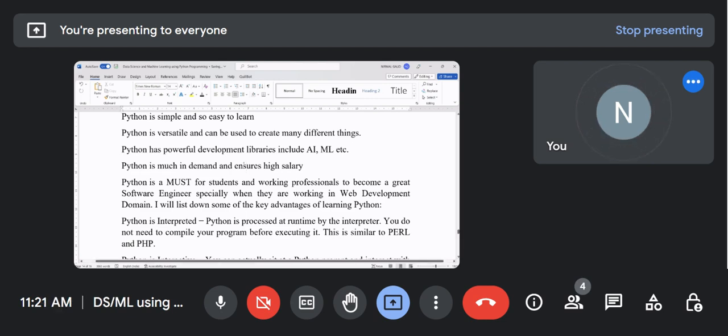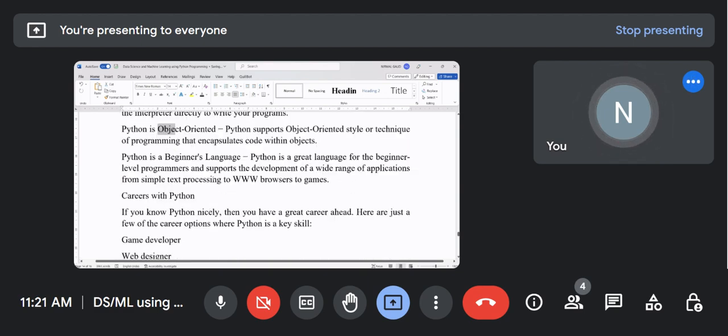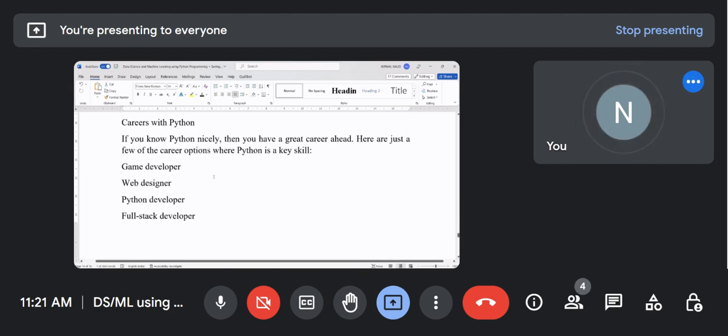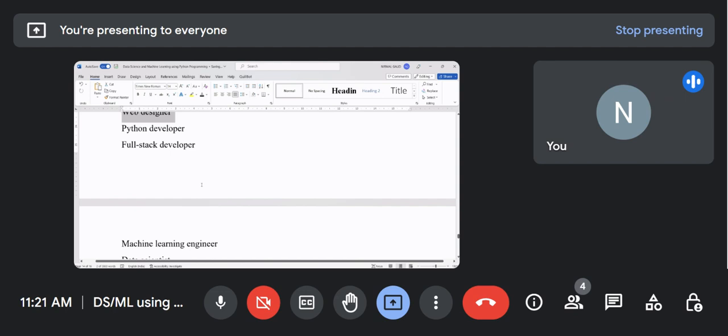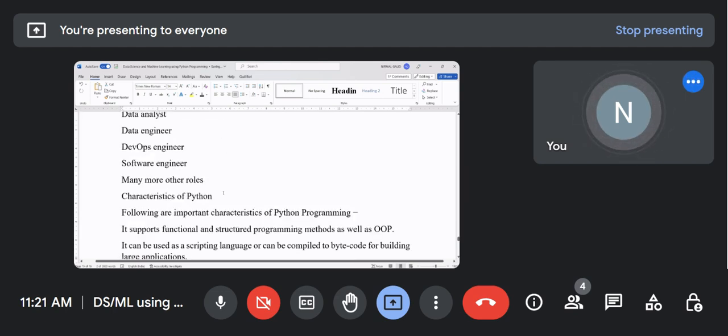Nothing else. I already told you it is interpreted, with line by line checking. It is interactive and object oriented. Everything has been clear to you. So, what careers are available in Python? Game developer, web designer, Python developer, full stack developer. You can be a machine learning engineer, data scientist, data analyst, data engineer, everything. Python supports all kinds of job roles for you.